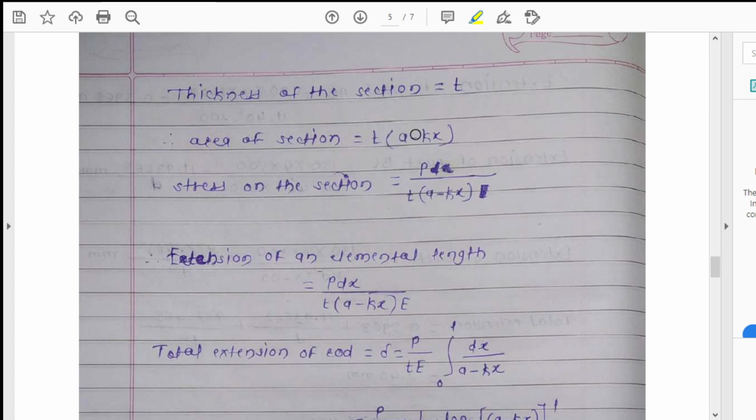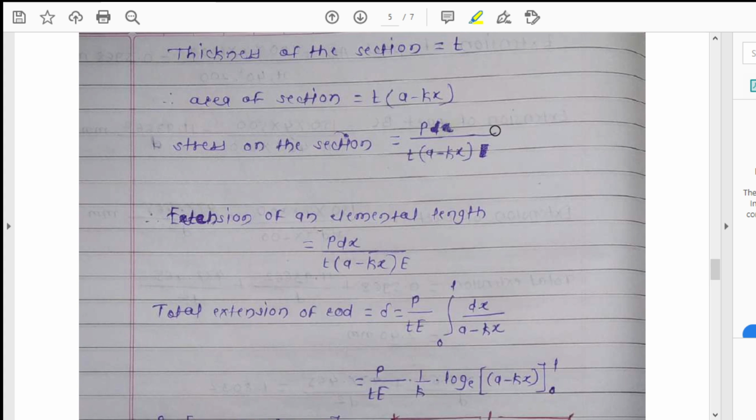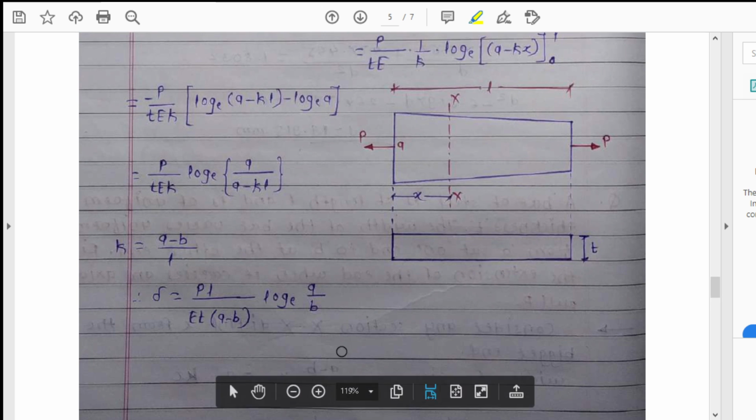Now area will be thickness into your width. So I'll multiply both, and the stress at that section will be pull force P divided by this area. Now the extension of elemental length will be the derivation of this formula, and the total extension will be the integration of this formula. Okay, you'll get the value as this: PL upon Et into (a minus b) log of a upon b.